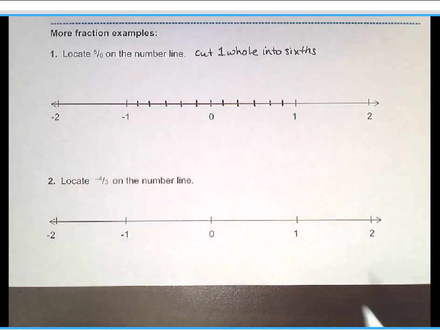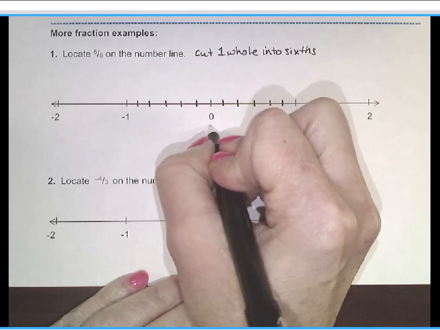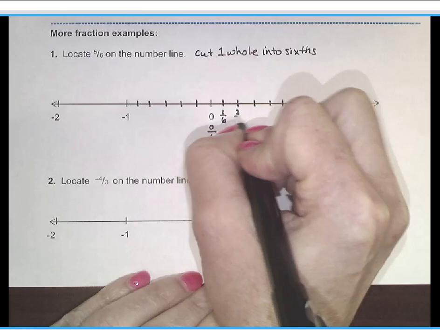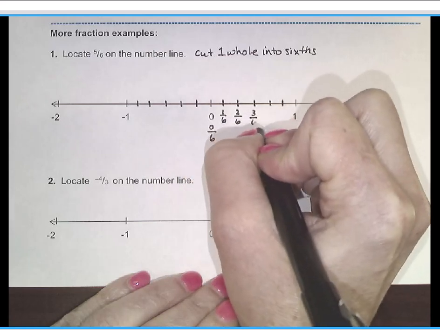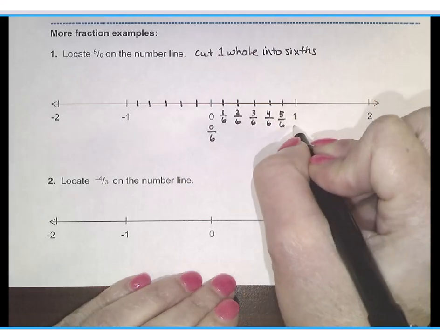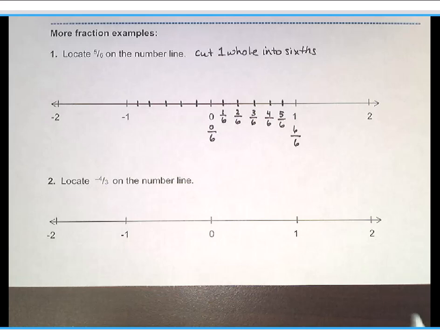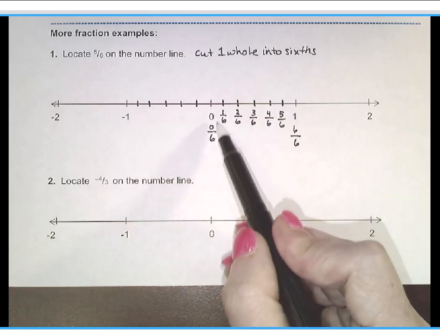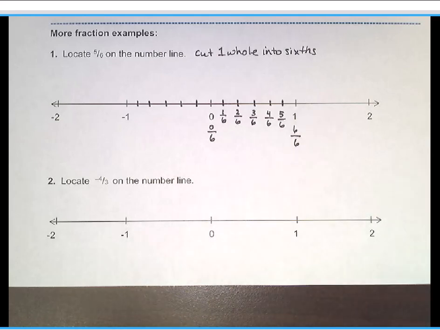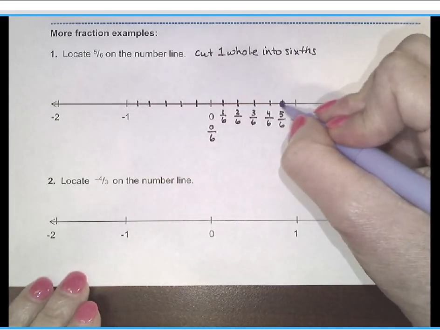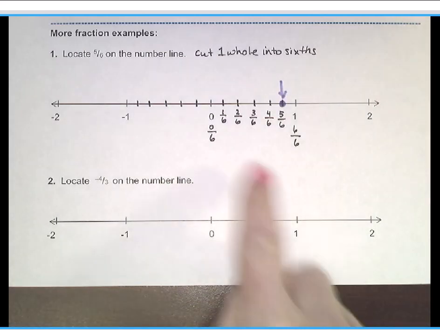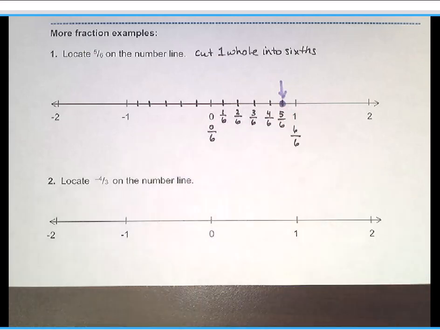So then when you count, 0 of course is 0/6, and then you'd have 1/6, 2/6, 3/6, 4/6, 5/6, and then a whole would be 6/6. So you can literally just count the numerators from 0 up through 6. We're trying to find 5/6 on the number line. Well, 5/6 would be right there. So we found it. That's where 5/6 would be located. It's positive and it's smaller than 1.